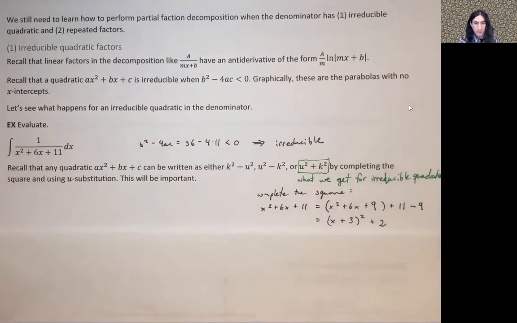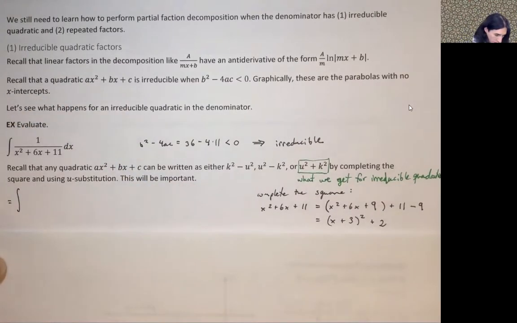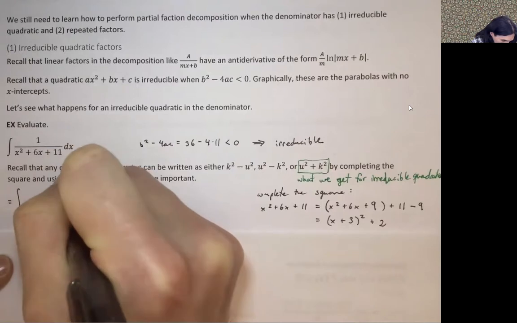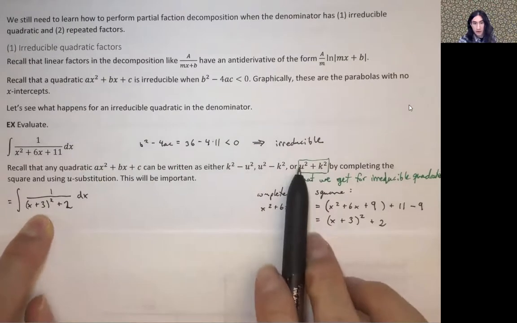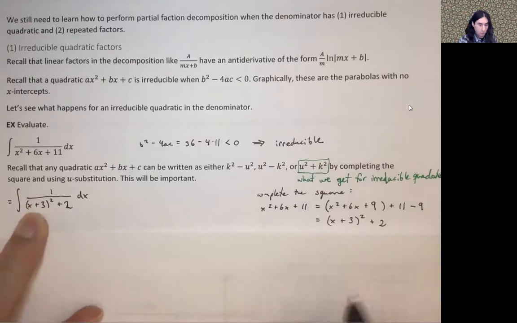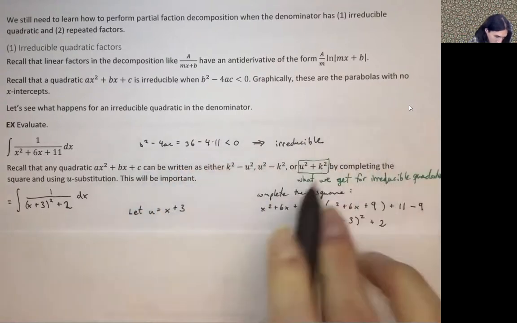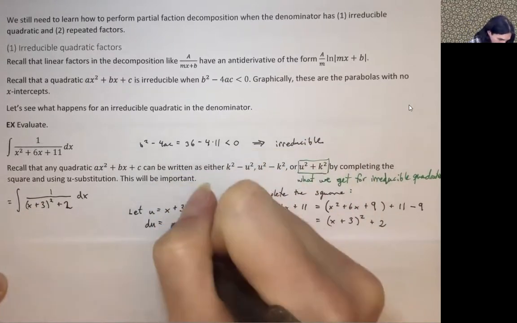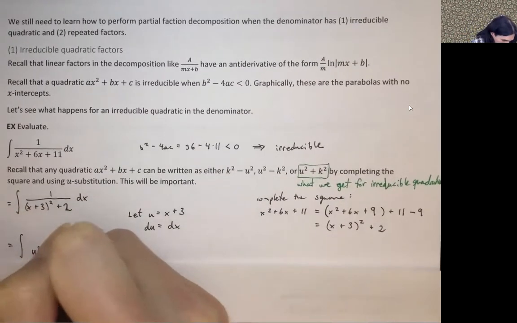So this integrand can be replaced with 1 over x plus 3 squared plus 2 dx. You notice it's already starting to look like this situation right here. And that means we're going to want to use u equal to x plus 3 to make it look exactly like that, because this whole part will just be a u squared. So our du is just a dx, and we end up with 1 over u squared plus 2.